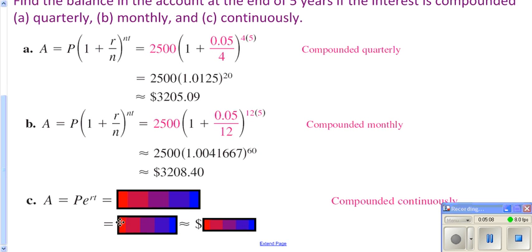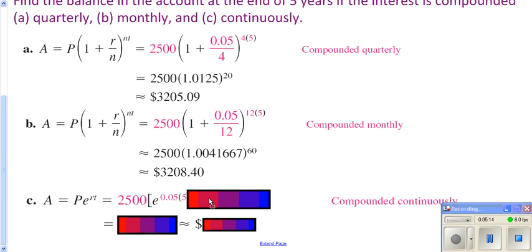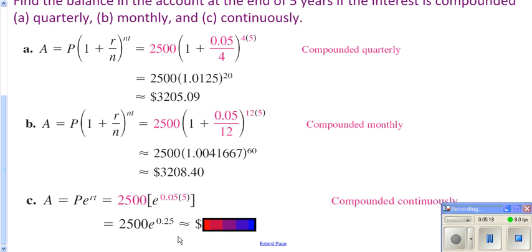And then you're also looking for continuously. Continuously is your A equals P e to the r t formula. So you go 2500 e raised to the r times your t. You want to go ahead and type that into your calculator. And then you get your decimal approximation. Notice the more times it's compounded, the more money you make.